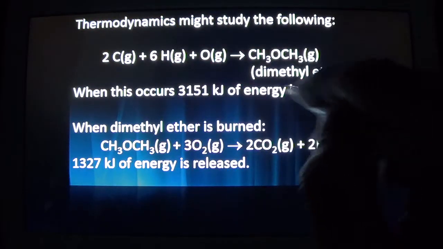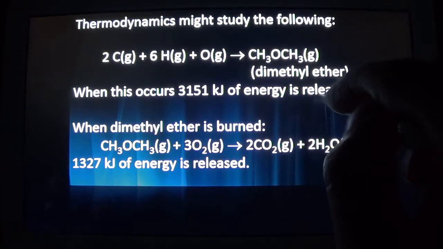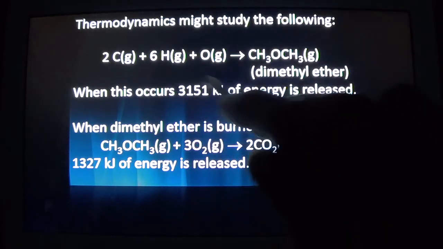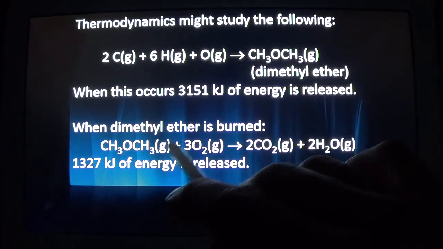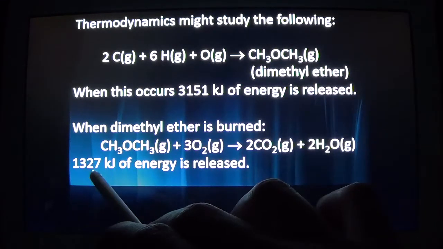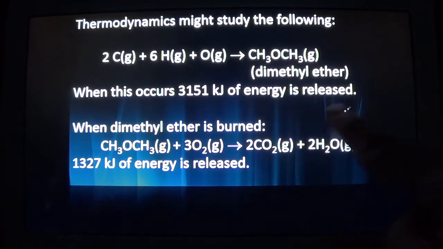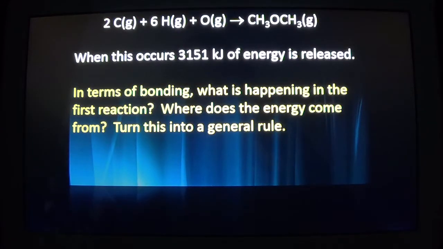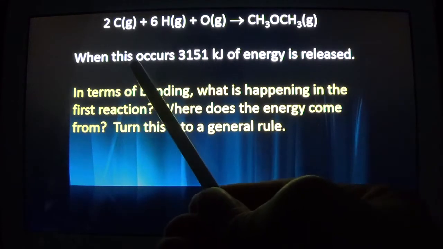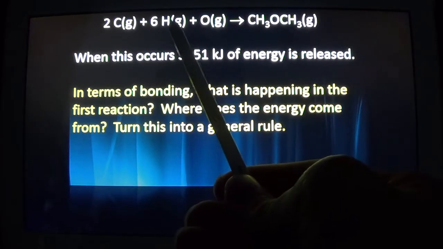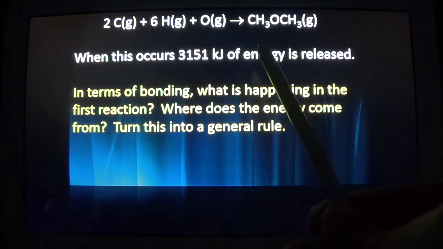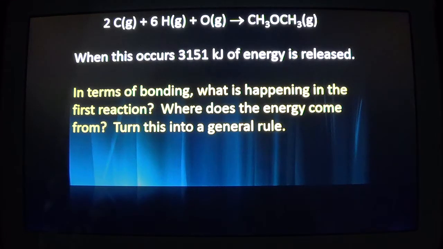We have this equation here, and that is the result of it. It's a thermodynamics equation because we know the amount of energy released. Here's a second equation we'll come back to in a moment, and there's another amount that's released. Now let's talk first about just the first reaction. What is occurring in this reaction in terms of bonding? Notice I'm going from carbon atoms and hydrogen atoms and oxygen atoms to dimethyl ether, which is obviously a compound. When this occurs, we get this much energy released from it.